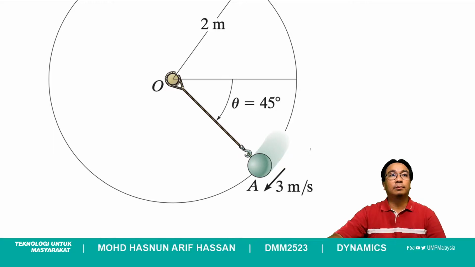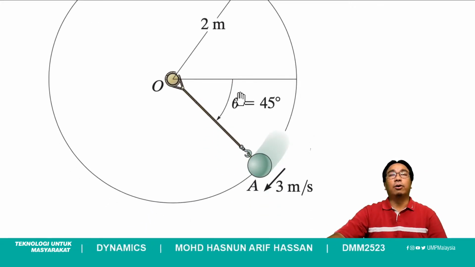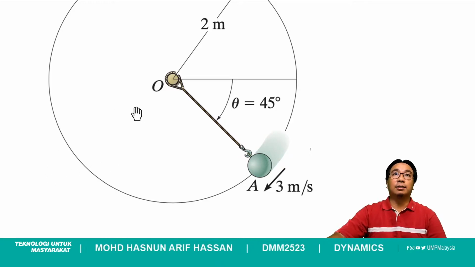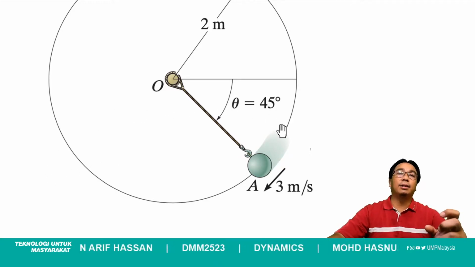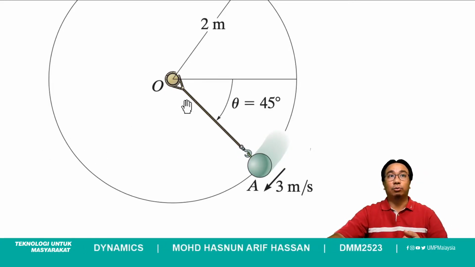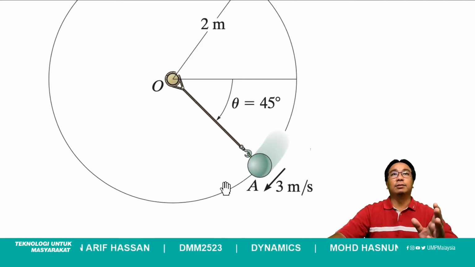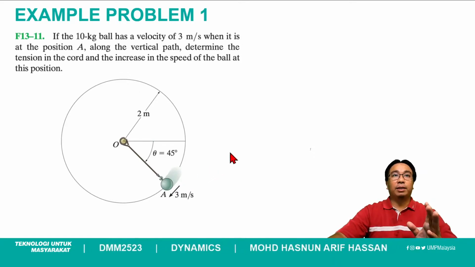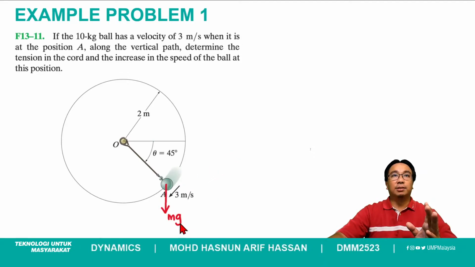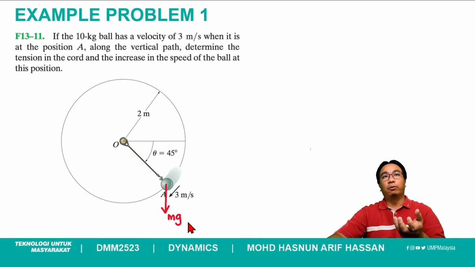Tension, gravity. Tension and gravity. Okay, let me correct you. Gravity is not a force. Gravity is the acceleration, but the force acting on the ball is the weight. The weight of the ball is a force acting on it. Gravity is not a force, but the weight can be calculated as m times g. So g here is the gravitational acceleration. M times g will be equal to the weight of the ball.